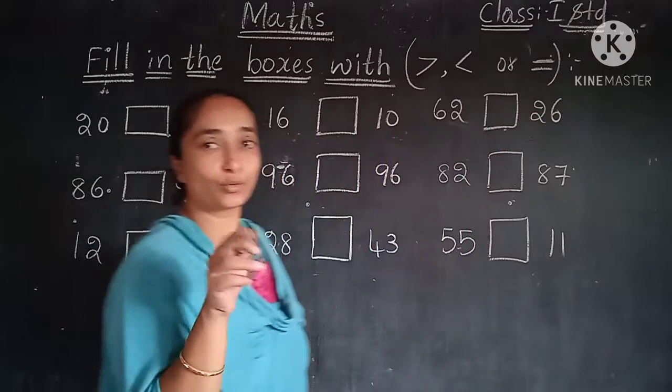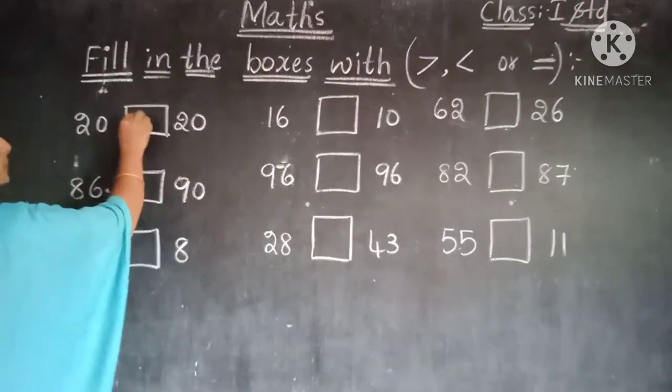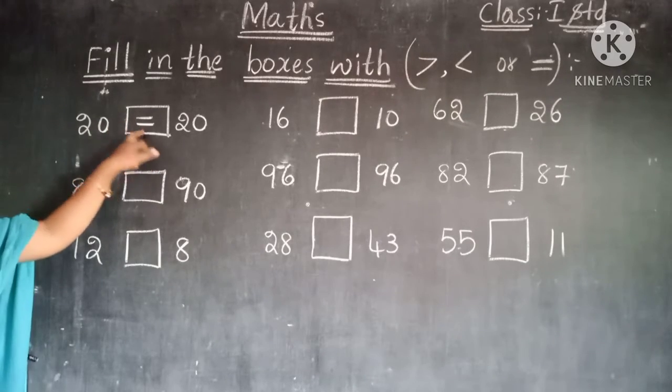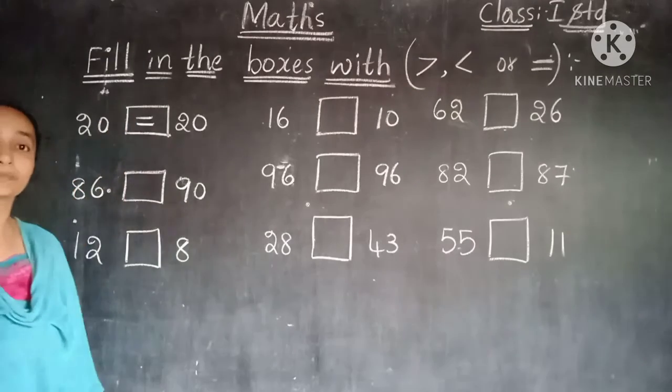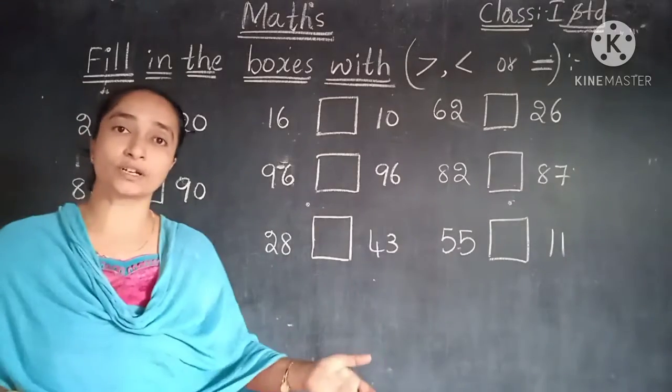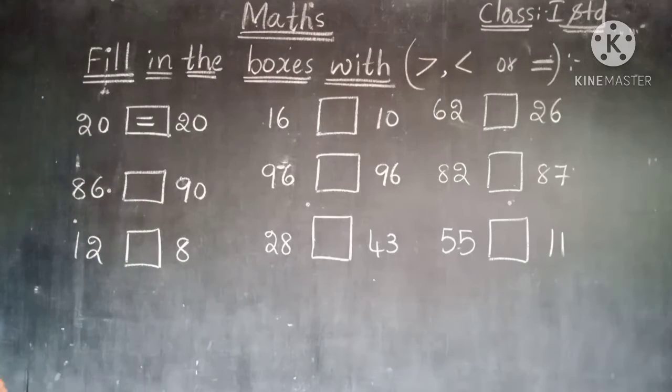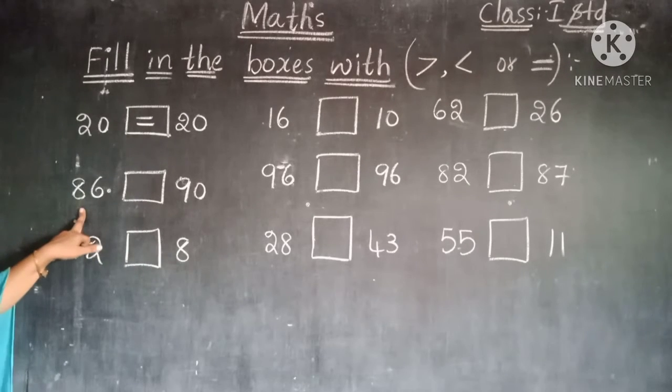Equal to means two lines we should draw. That is the equal. So we are showing like this: 20 equal to 20. 20 is equal to 20, both are the same. Okay children, so here we can write this symbol. Now let us see another one.